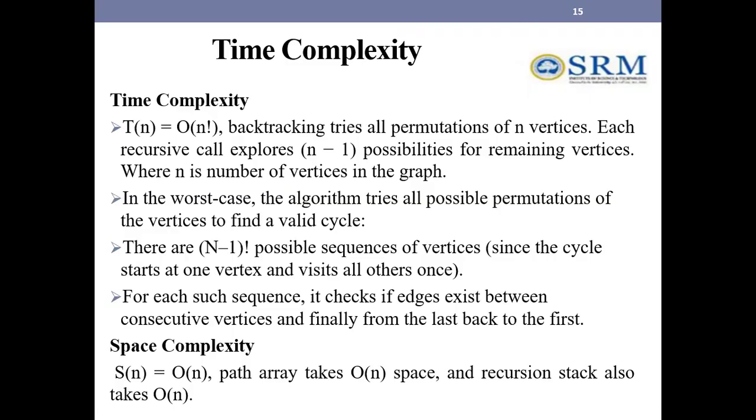So n minus 1, then n minus 2, then n minus 3. It repeats till we have a single node. In the worst case, the algorithm tries all permutations of the vertices to find a valid cycle. So there are n minus 1 factorial possible sequences of vertices. So the time complexity is order of n factorial. For each sequence, it checks that edges exist between consecutive vertices, and finally from the last back to the first. The time complexity of the Hamiltonian cycle is n factorial because it checks all n minus 1 combinations.